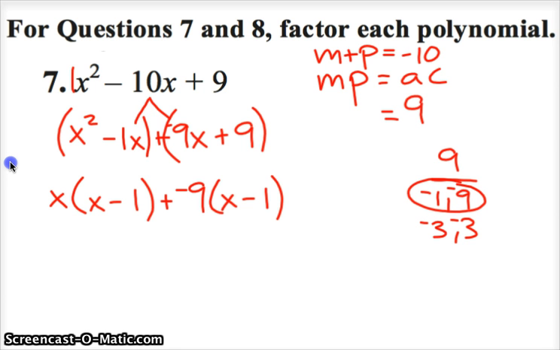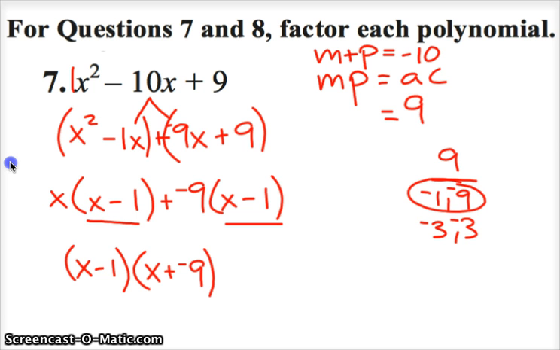The reason why I want to take the negative 9 out is so that my two terms here are the same, which means we can now de-distribute or factor out the x minus 1, which leaves me with x plus the negative 9. So my factored form is x minus 1 and x minus 9, or x plus the negative 9.